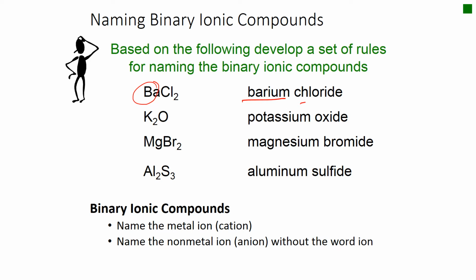The second step is naming the non-metal ion or the anion, without the word ion. Right, just like all non-metal ions end in IDE, okay? Exactly. Okay, got it. That makes sense.